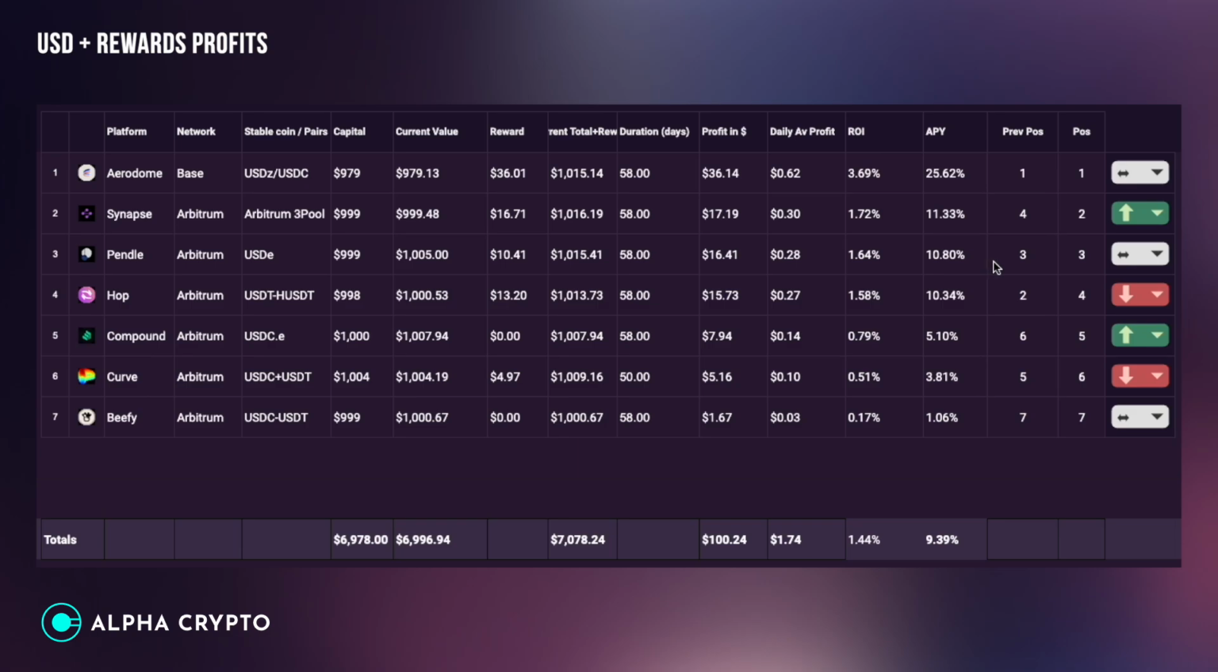Pendle is doing quite well as well, still in the same position, number three. The reward is around $10.41, and the profit is around $16.41. That gives an APY of around 10.8%. And then Hop, that's gone down. Previously it was number two, now it's in number four position. But as you can see, the contrast in comparison, if you're just doing it with USD values only, I would only recommend doing it for the rewards. And with the rewards, we're actually going to compound it. So we're going to sell it for the USD values, recompound everything, and I'll do that in the next steps.